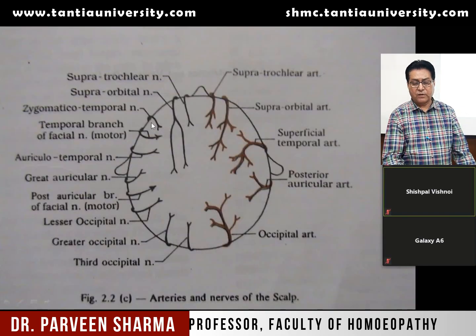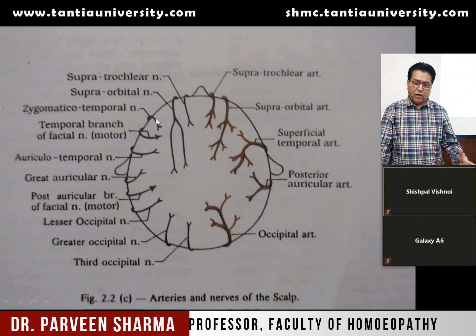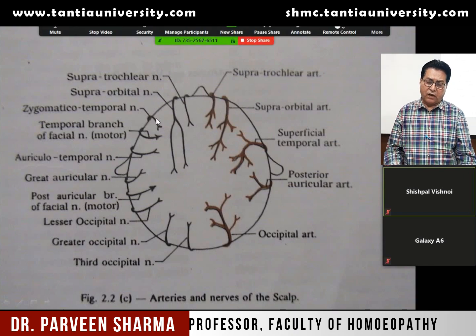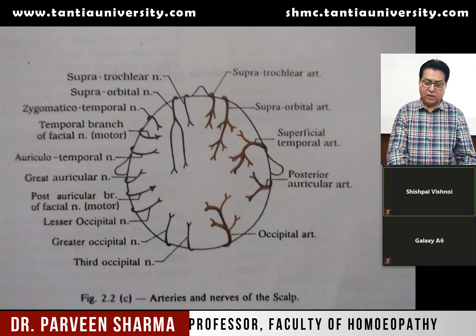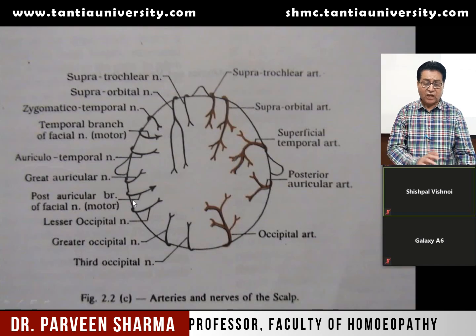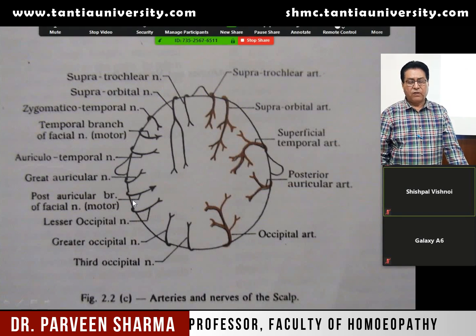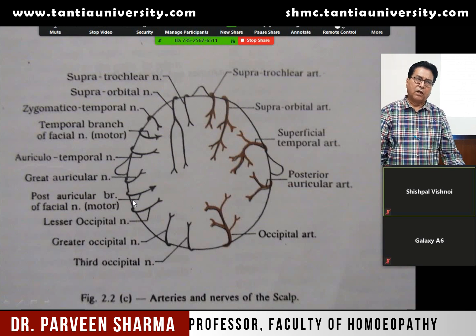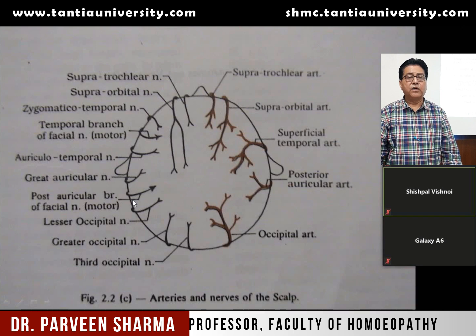Now nerve supply of scalp. That's again important for 5 marks question. Now scalp has got rich nerve supply. In front of ear, if you see, there are 5 nerves, and behind the ear, if you see, there are 5 nerves. So first we are going to see in front of the ear 5 nerves. In front of the ear 5 nerves, out of that 4 are sensory and 1 is motor. Behind the ear also you have 4 sensory and 1 motor.